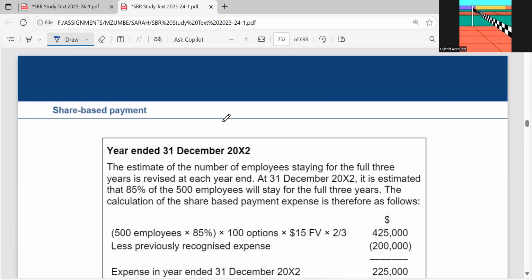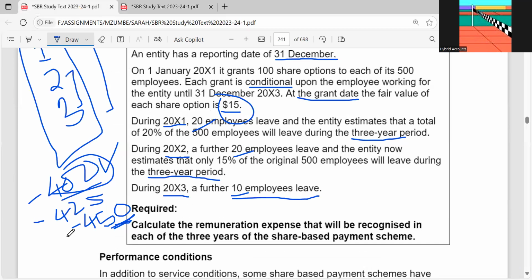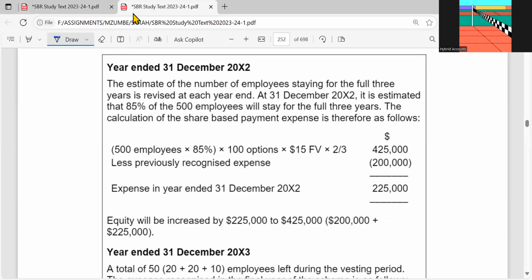Okay, now we go to the second year, which is 20x2. We do exactly the same thing. You start with the number of employees, which we already got here. We said it was 425, right? So you come here and say, all right, 425, this one times this one. This shouldn't worry you, just take 425. And then how many options for each one? 100 options. If you multiply, you get the total number of options.